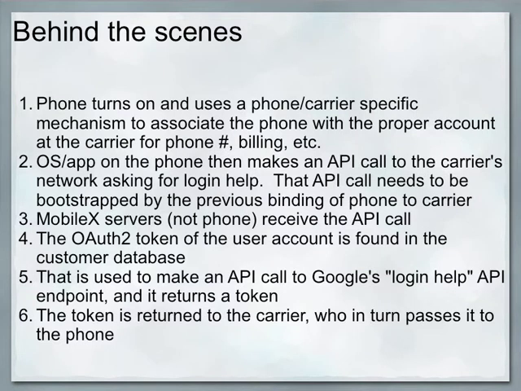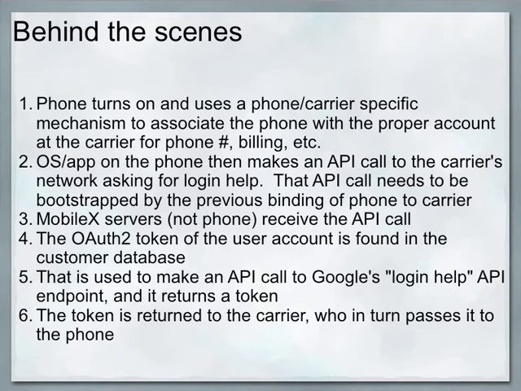Now, behind the scenes, there's a lot going on here. The first step is that the phone turns on and uses the carrier and device-specific mechanism to authenticate the device to the carrier and to be mapped to a specific user's account. Now, what happens next is some software on the phone will need to make an API call to the carrier's network to say, hey, I'd like some help getting this user logged in. And that API call needs to be bootstrapped by whatever mechanism was used in the previous step to bind the device to the carrier.